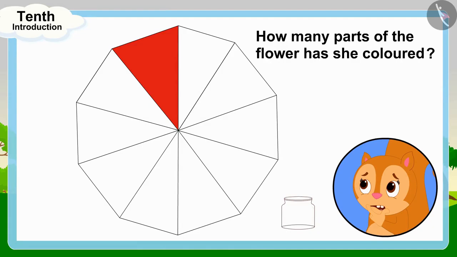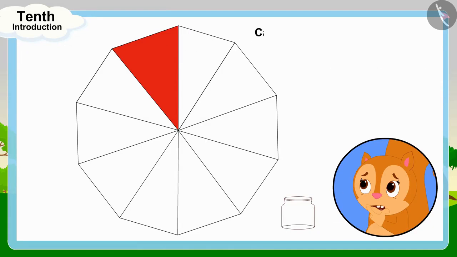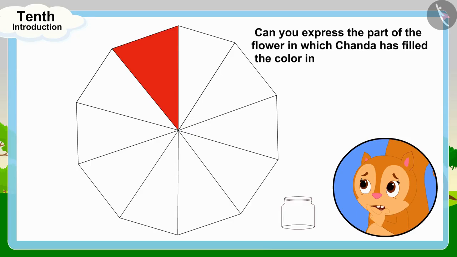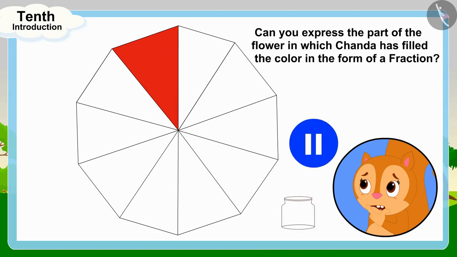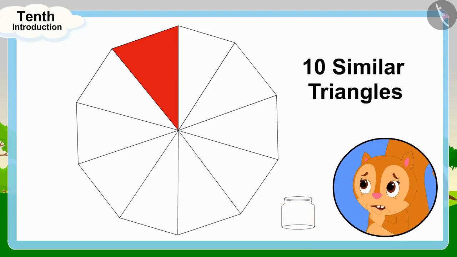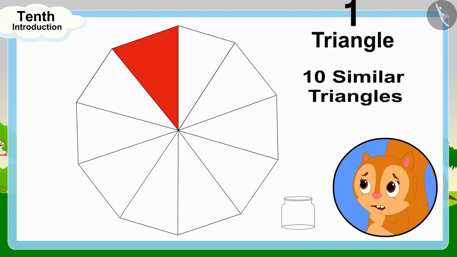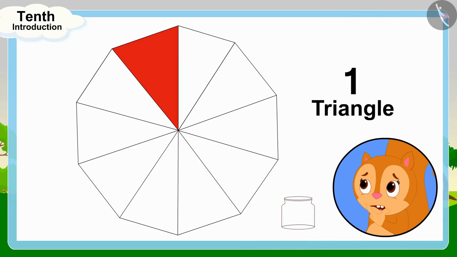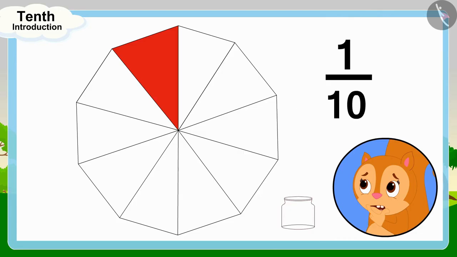Children, do you remember fractions? Can you express the part of the flower in which Chanda has filled the color in the form of a fraction? If you wish to, you may stop the video and find the answer. This flower is made up of 10 similar triangles and Chanda has colored one of these triangles. This means Chanda has filled red color in 1/10th part of the flower.